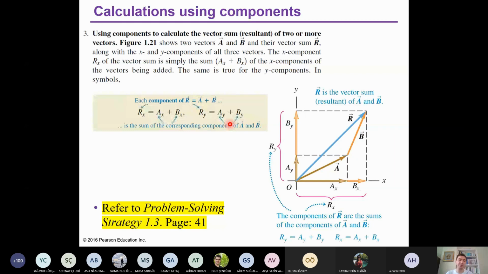In the book, on page 41, there is a problem-solving strategy related to that topic, how to use components in vectors, okay? I strongly suggest you read that part.